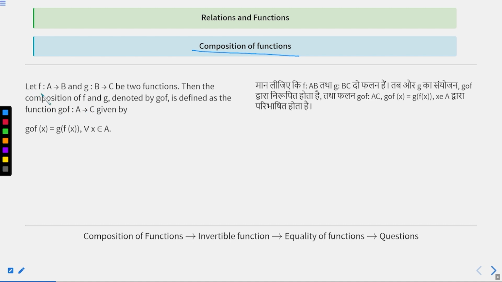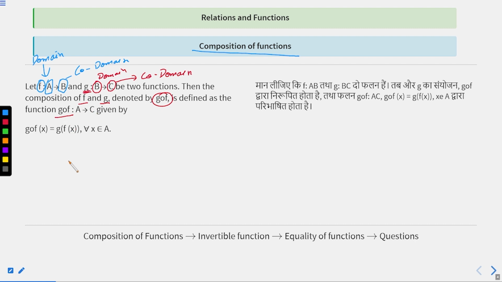So now let f be a function from A to B. So my domain is A for function f, domain is A and codomain is B. And there is another function g defined from B to C. Now B is my domain and C is my codomain over here. Then the composition of f and g, denoted by gof, is defined as the function gof from A to C.